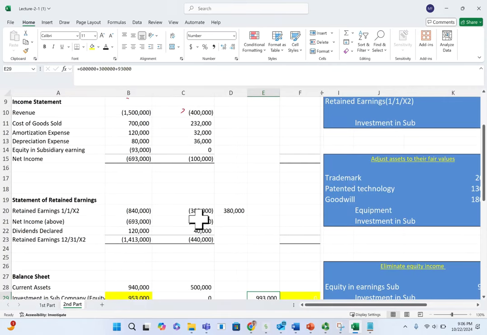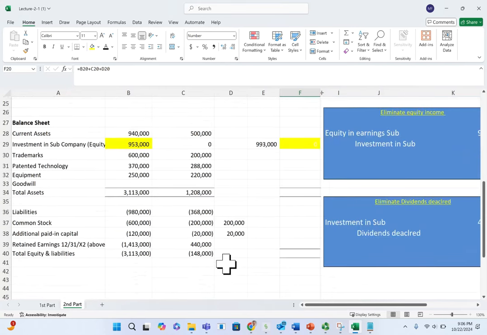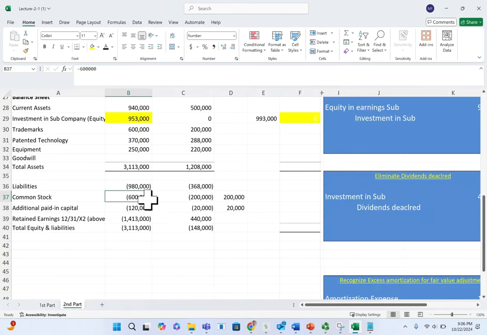Now, since we eliminated the beginning retained earnings, if we take 840 plus 380 minus 380, what's going to survive? You guessed it, 840. So now I'm starting to build this. So 840 will survive here. Now, same thing here. Let me take out this common stock, 600,000 plus 200,000 credit minus the debit. What I'm left with is 600,000. Same thing for additional paid in capital.